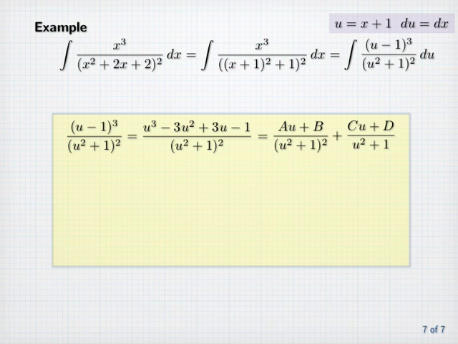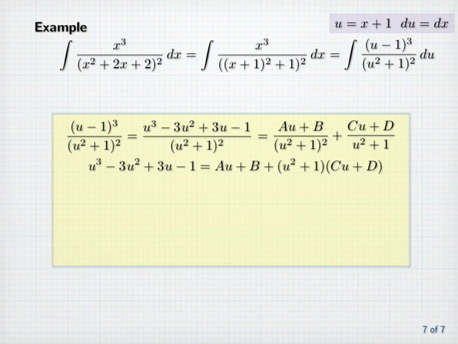Now let's multiply through by the denominator, and we have the expanded numerator u cubed minus 3u squared plus 3u minus 1 equal to au plus b plus u squared plus 1 to the first power times cu plus d. Now let's multiply out the right-hand side. In doing that, we multiply u squared times c times u, which gives us a c times u cubed term. The only u squared term comes from d times u squared.